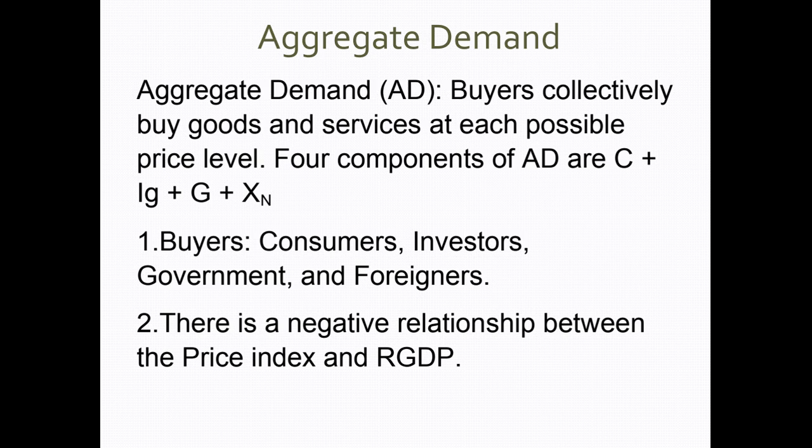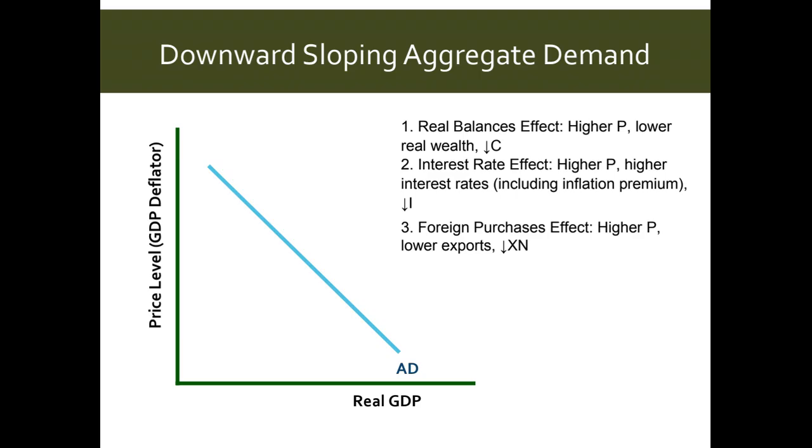We know that there is a negative relationship between the price index and real GDP, that is total demand in the economy. Let me show you the aggregate demand curve. So this is the downward sloping aggregate demand curve, where we have taken real GDP on the horizontal axis and the price level or GDP deflator, a price index, on the vertical axis. By GDP deflator, I mean the price index of all goods and services produced in a country. It is calculated as the ratio of nominal GDP to real GDP times 100.